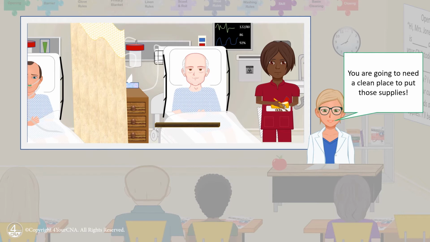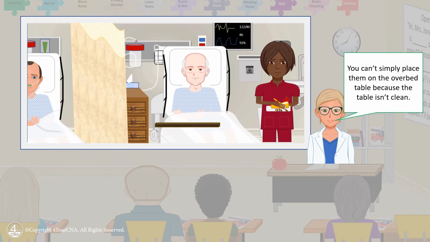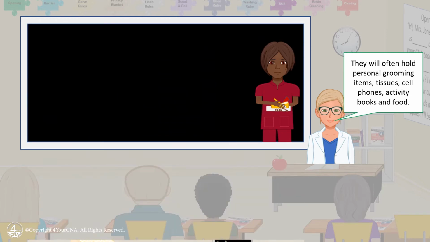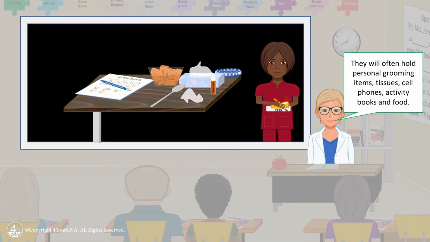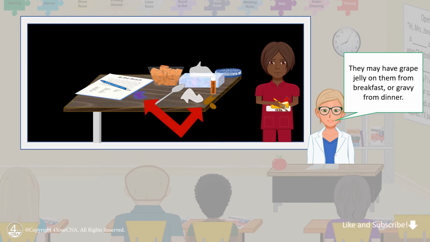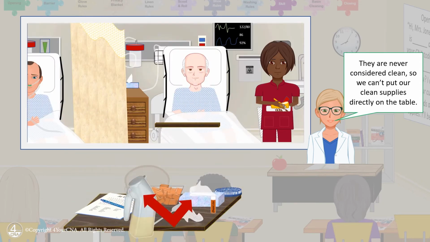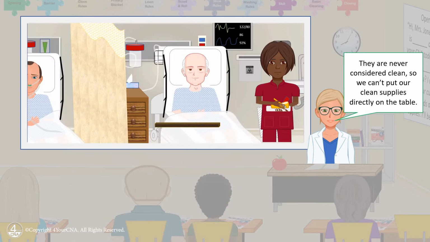But once you have done your opening and washed your hands and gathered your supplies, you're going to need a clean place to put those supplies. You can't simply place them on the overbed table because the table isn't clean. Overbed tables are used by the patient as well as staff. They will often hold personal grooming items, tissues, cell phones, activity books, and food. They may have grape jelly on them from breakfast or gravy from dinner. They may have body fluids from used tissues or urinals. They are never considered clean, so we can't put our clean supplies directly on the table.